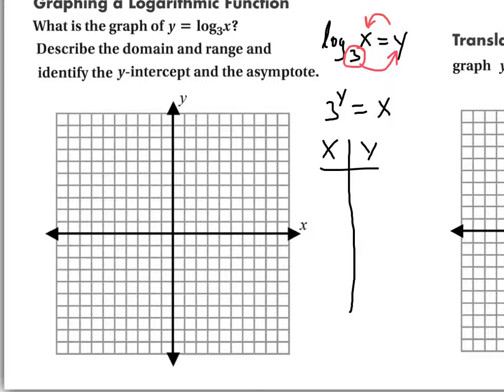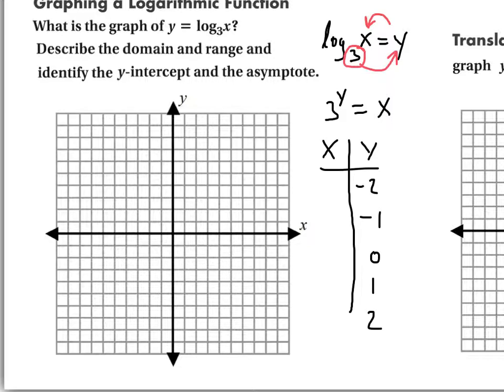So since we're the ones taking control here, we're the ones plugging numbers in, don't plug in for the x. When you're solving or graphing logarithmic functions, plug your numbers in for y. It makes your life easier. Why would I want to do that? Well, because y is the exponent.